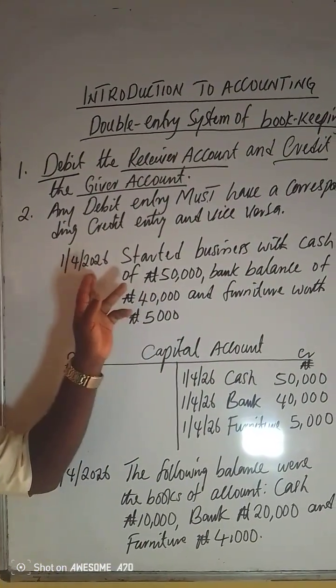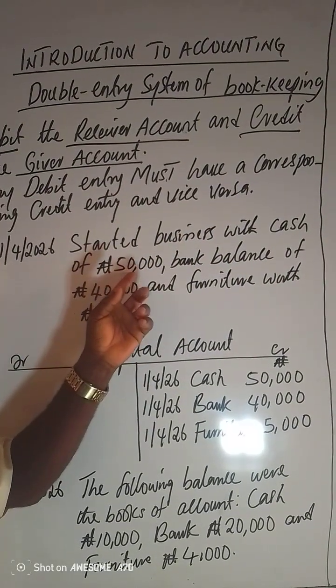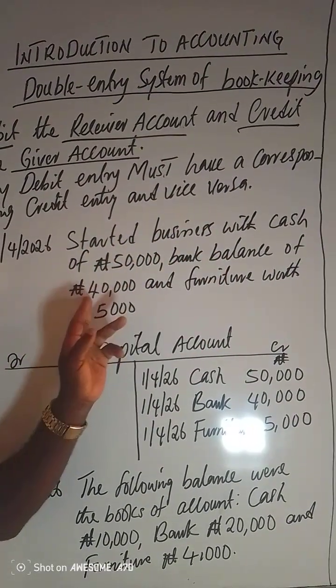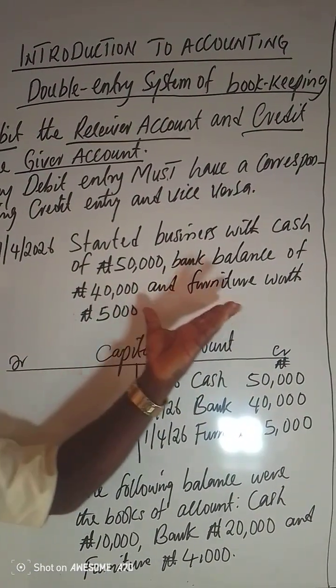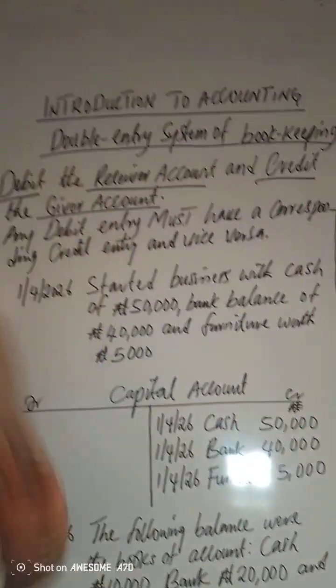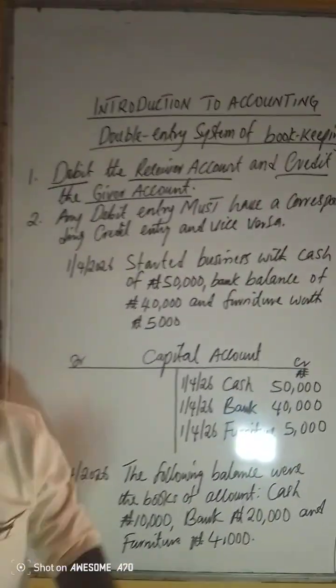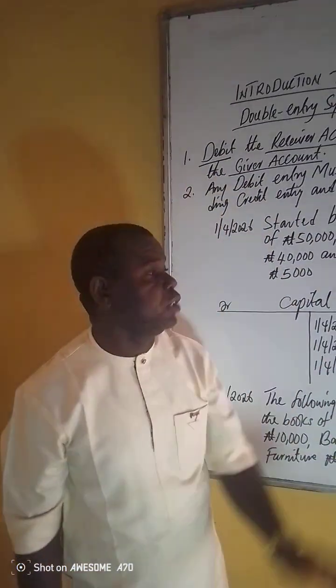Let's say on the 1st of April 2026, started business with cash of 50,000, bank balance of 40,000, and furniture worth 5,000. How can you post this transaction into the ledger account using double entry? Double entry simply means posting transaction into the ledger.